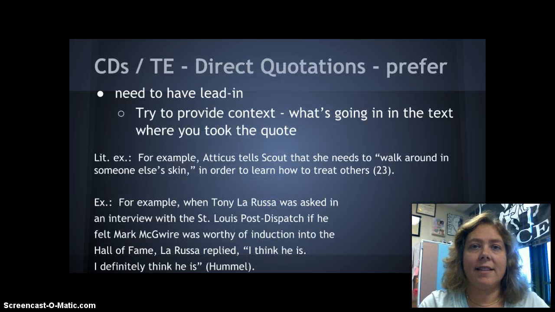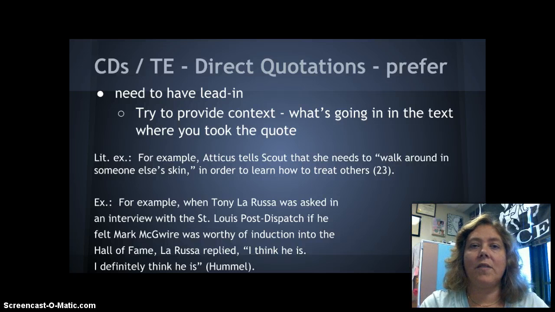Your concrete details and textual evidence should also be direct quotes. You're in high school now. Time to quit the paraphrasing. Pick specific quotes from your book. Now when I say quotes, I don't mean that somebody has to say it. I just simply mean that it has to be some excerpt, some word for word out of the piece that you're studying. You need to have a lead-in for it.